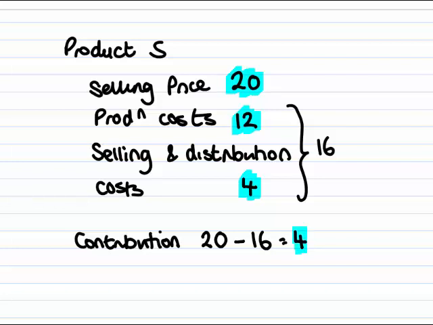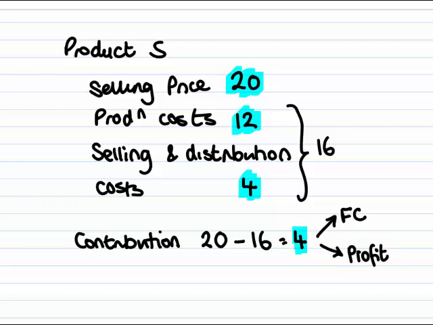Now, that contribution is firstly going to cover any fixed costs that we might have, and when we've covered all the fixed costs and we've broken even, we're then going to be into a situation where it's going to increase our profit. So after we've covered fixed costs, then our profit is going to increase by $4 for every additional unit of product S that we sell.